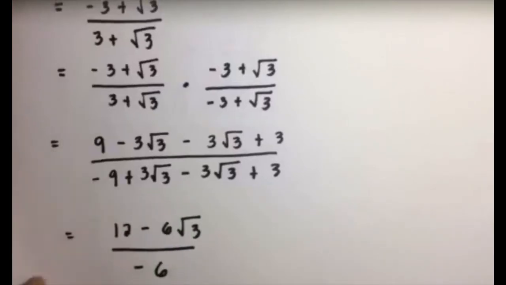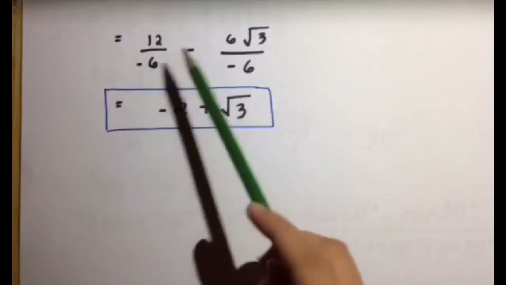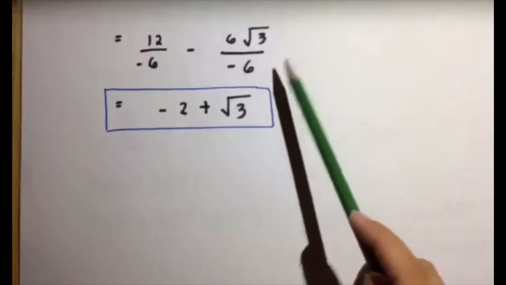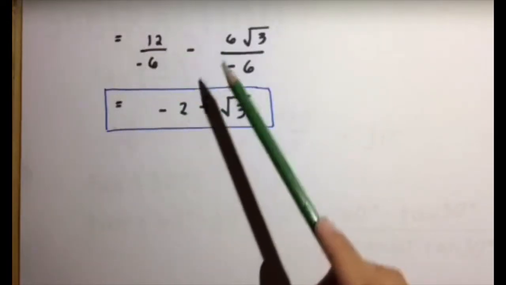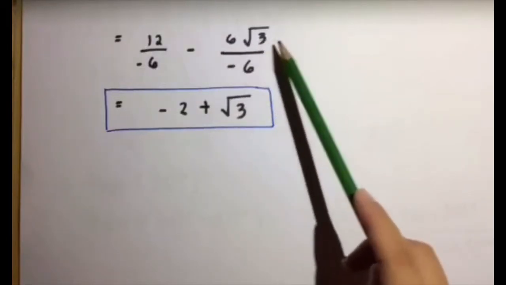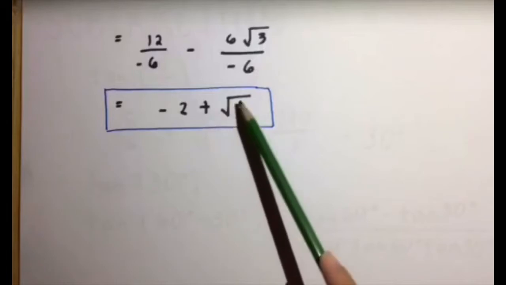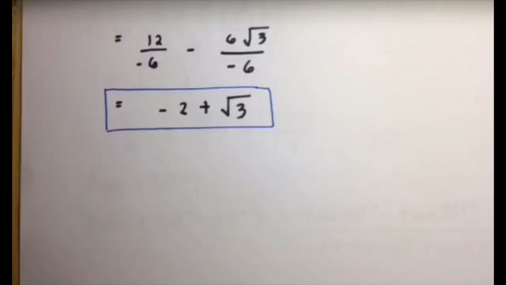So, it will be 12 divided by negative 6 minus 6 the square root of 3 divided by negative 6. 12 divided by negative 6 is negative 2, and negative 6 the square root of 3 divided by negative 6 is equal to positive square root of 3. Negative 2 plus the square root of 3 will be our final answer.